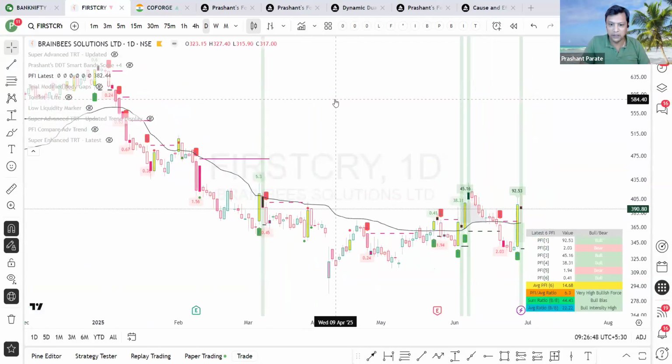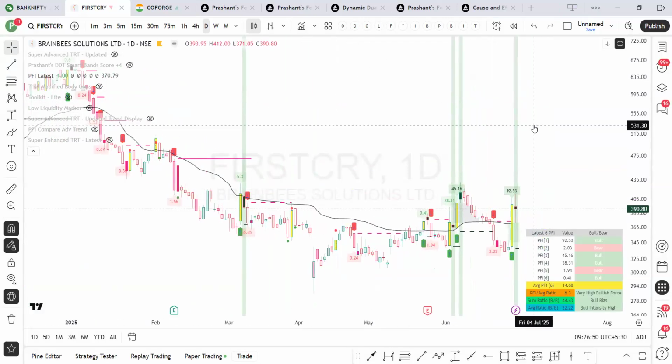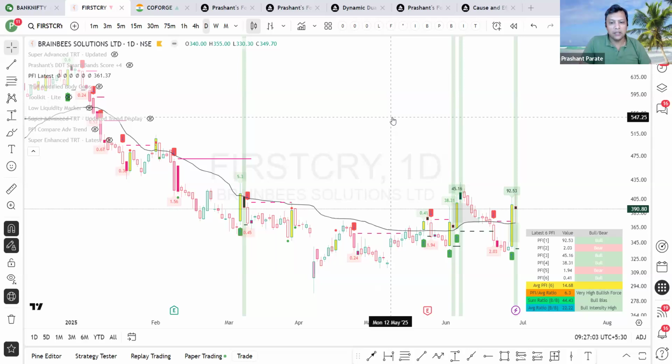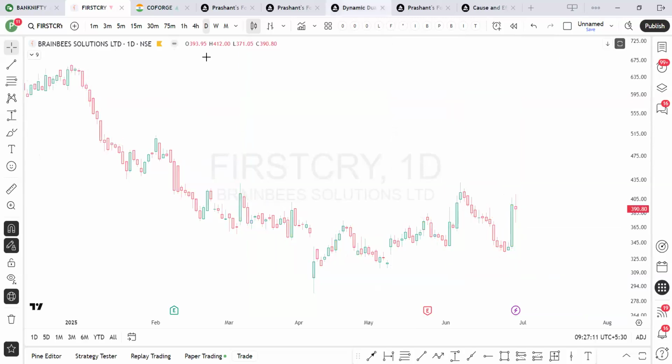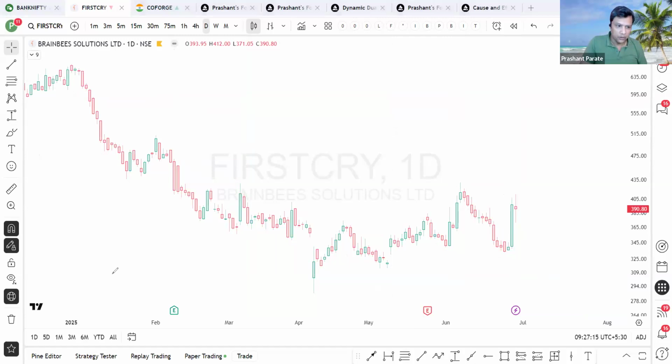Sir, can I ask one question? Yes, yes. What is the basic difference between these hidden gaps and our buying selling zones? What is the correlation? Hidden gaps will not be at the bottom or top. I got it, sir. But buying selling zones are also made on similar grounds. No, they are different. Okay.